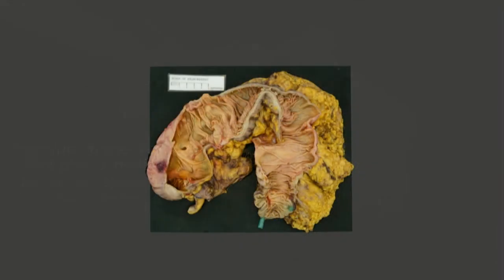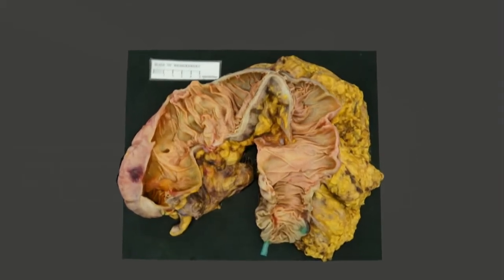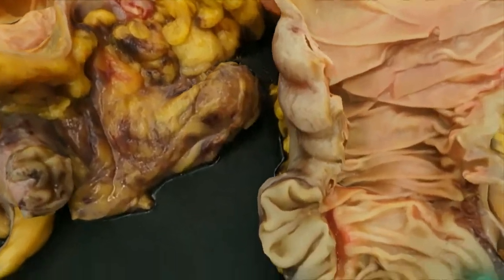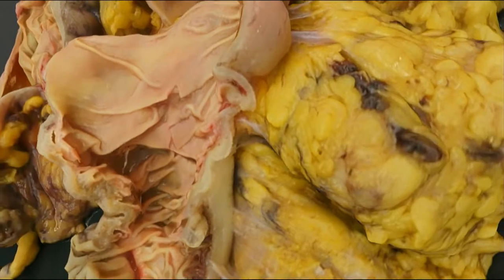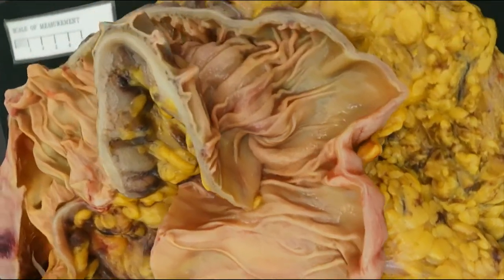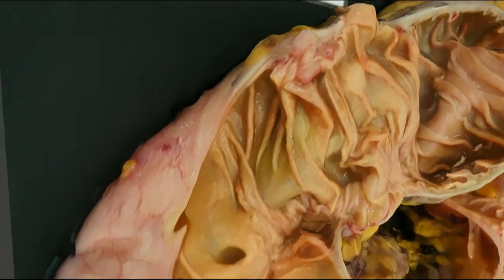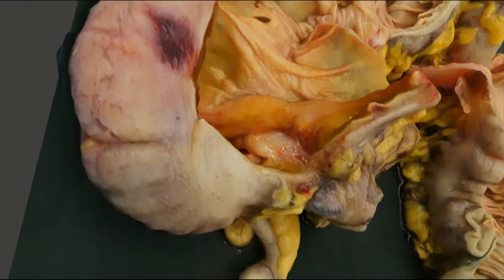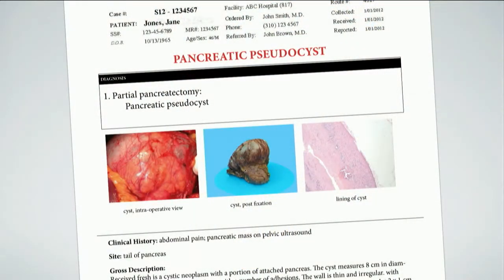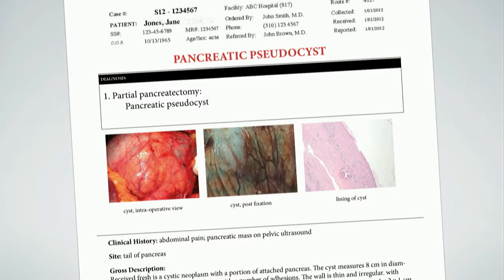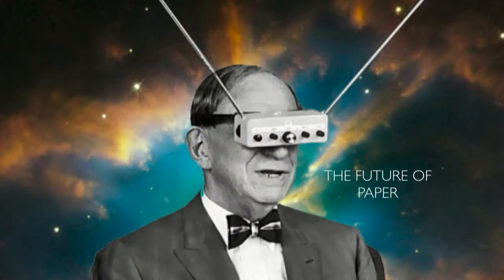And here is, after 2 minutes, the image of the gross specimen. You can imagine showing that at tumor board. It's pretty remarkable. And you can incorporate the same thing into a path report. Here's a pancreatic pseudocyst, which has the same small PDF embedded image that can be manipulated just by moving your finger. Quite remarkable. That's the future of paper.